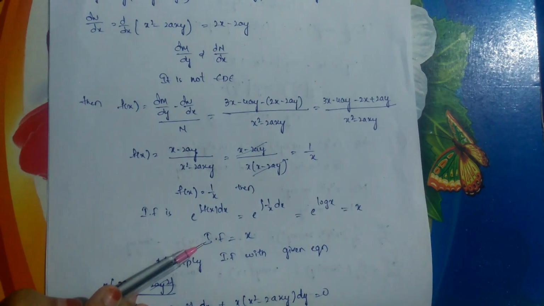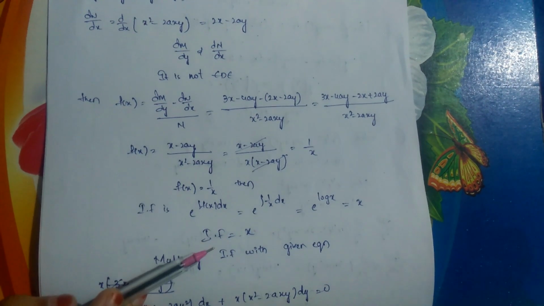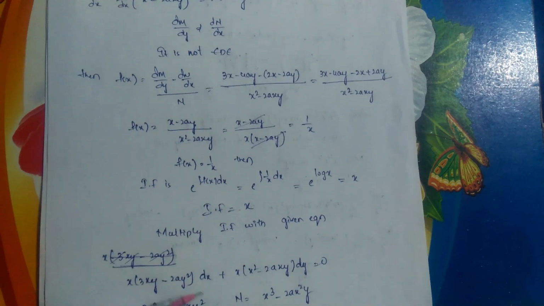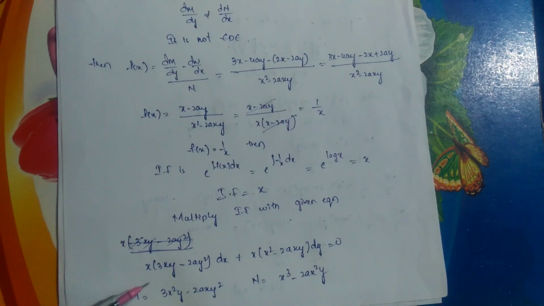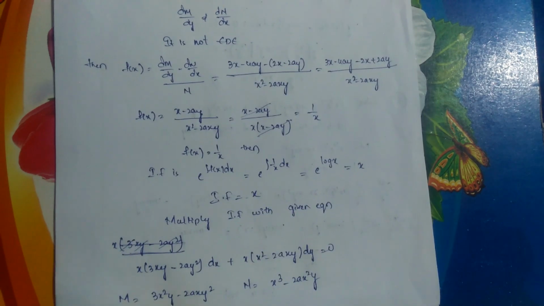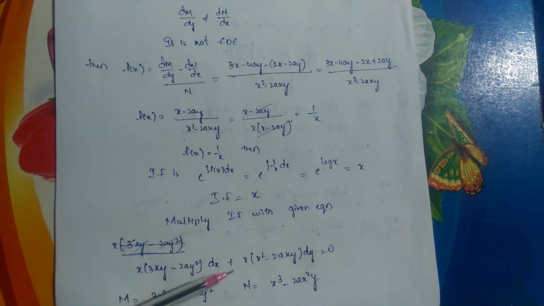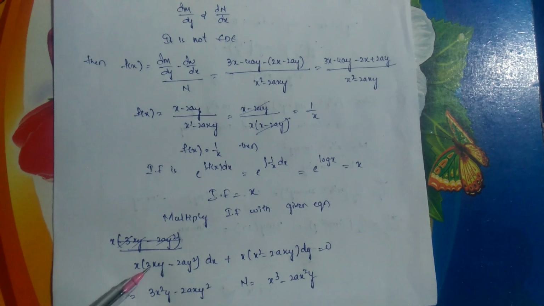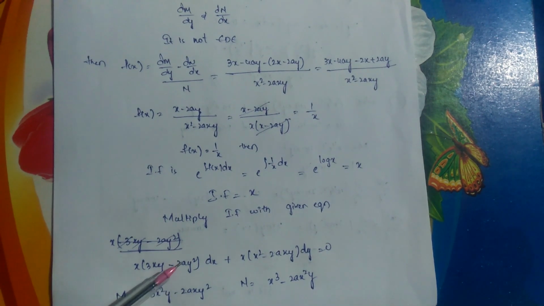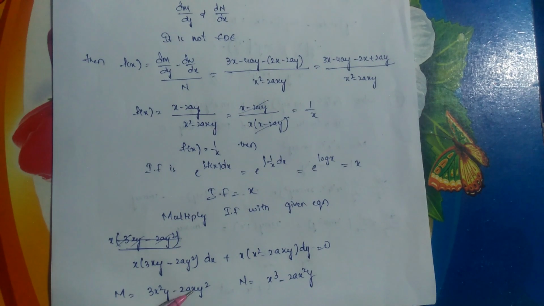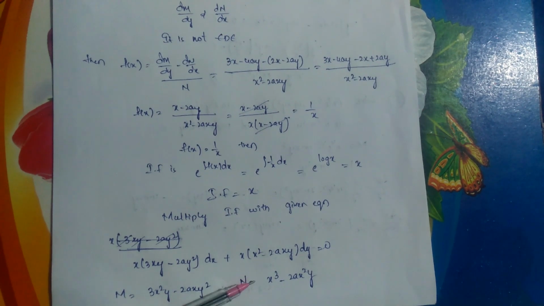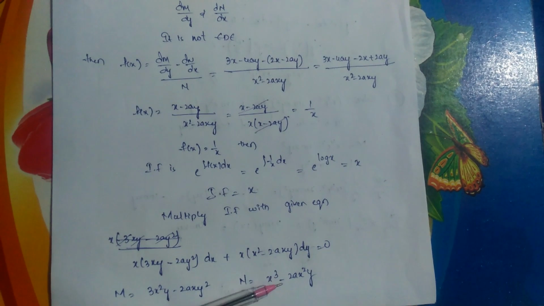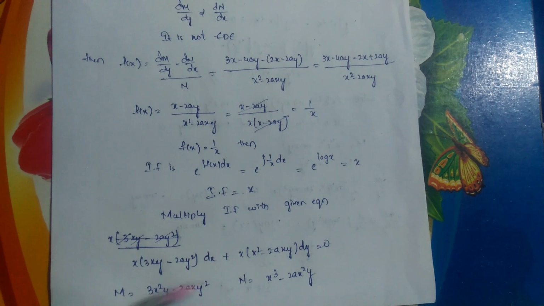Now we have to multiply this integrating factor to the equation. Then we get x(3xy - 2ay²) dx + x(x² - 2axy) dy = 0. So here M is 3x²y - 2axy², since 2ay² into x is 2axy², and the function N is x² into x is x³ minus 2axy into x is 2ax²y. So these are the functions of M and N.